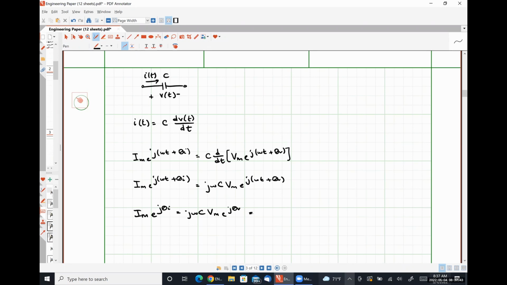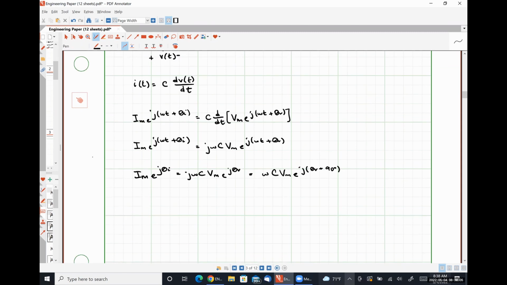And so we'll get our relationships. I'm going to go ahead and also express this as omega C Vm e to the j theta V plus 90 degrees. Doing the exact same thing we did with our inductor, so I feel like I don't need to explain how I was able to do that again. So on the left-hand side here, we have phasor current I is equal to j omega C times phasor voltage V.